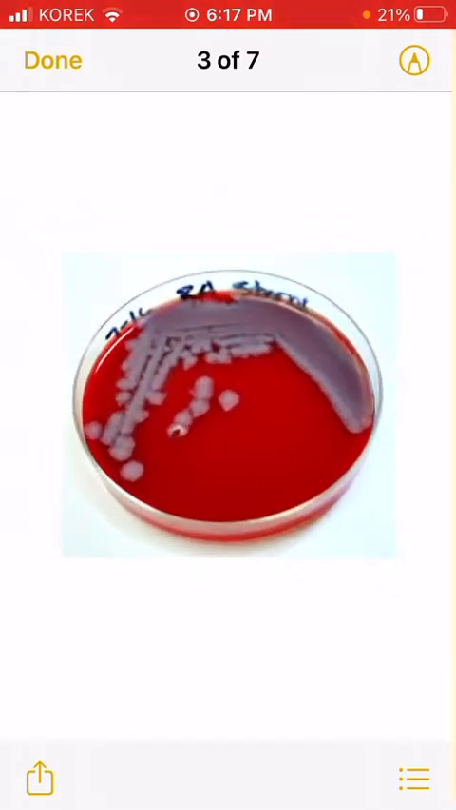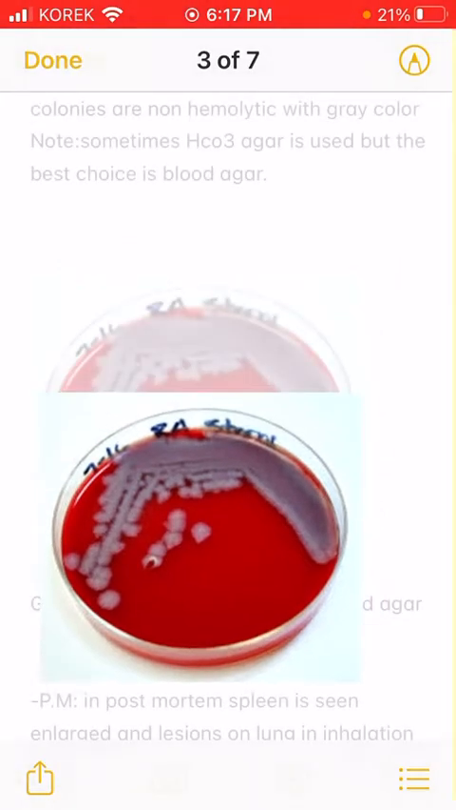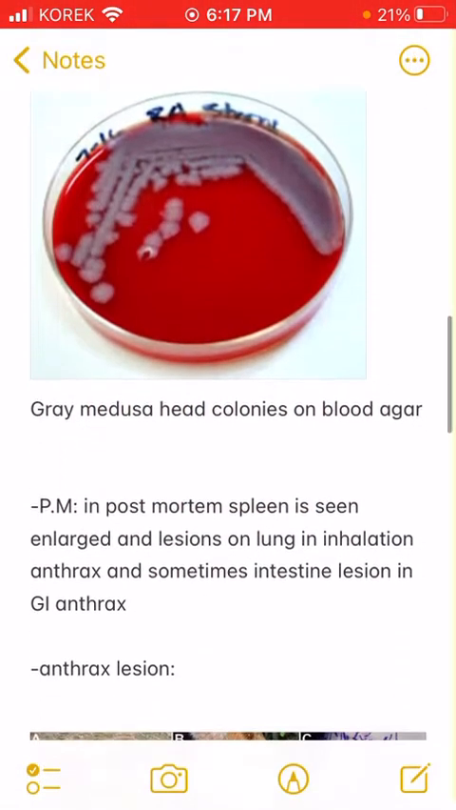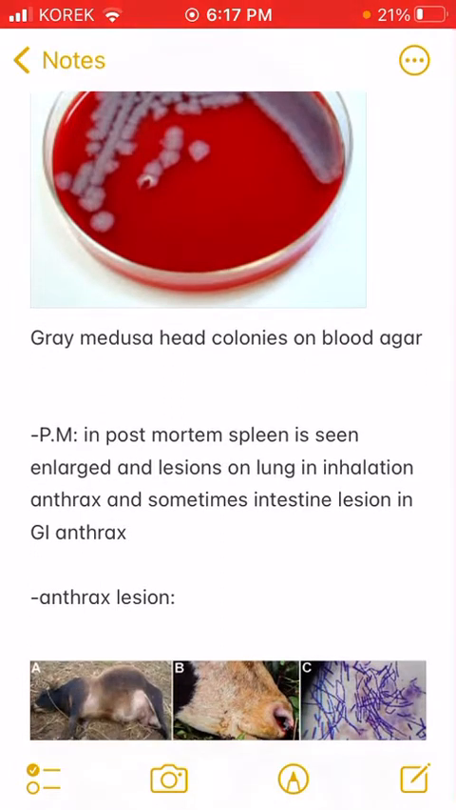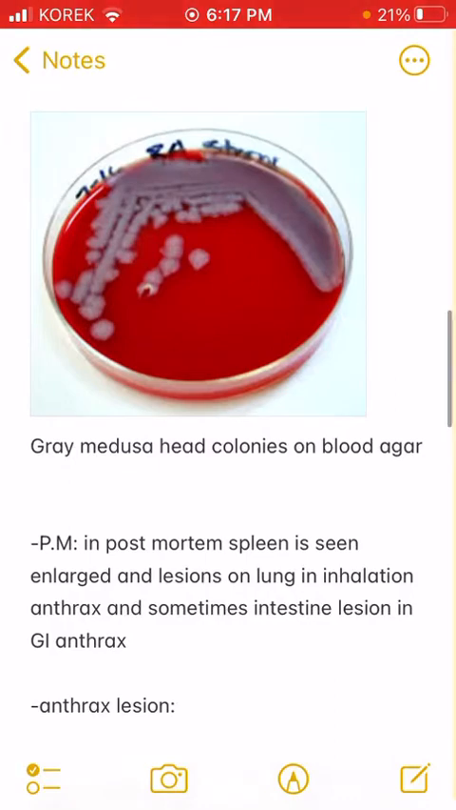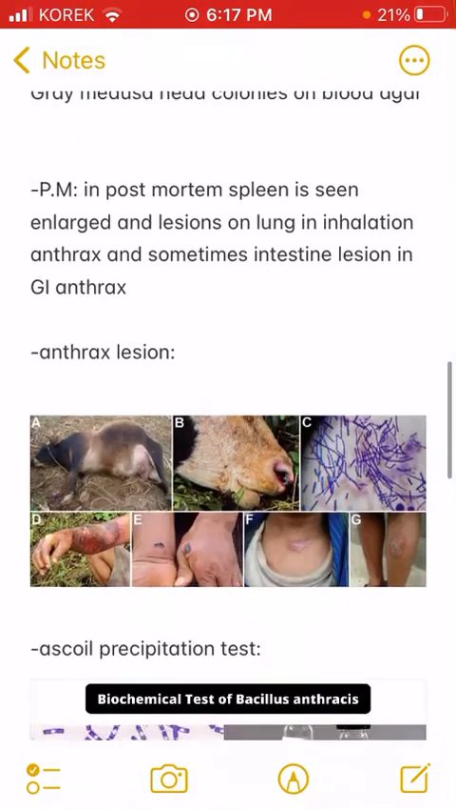But I have a note. When you do a gram stain for anthrax, mostly for Bacillus, an acid fast stain is done. But when you pick a colony using a loop, the colony of anthrax is sticky, more sticky than usual. That is one of the ways to detect the colony. The colony is called medusa head, gray medusa head colonies on blood agar. This is the picture. Gray colonies are detected on blood agar.